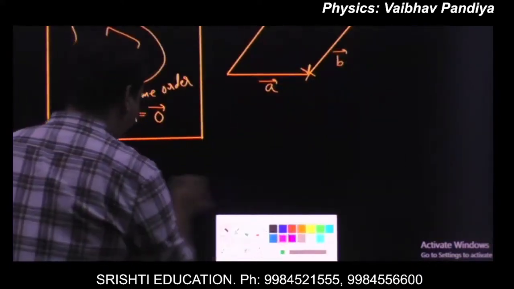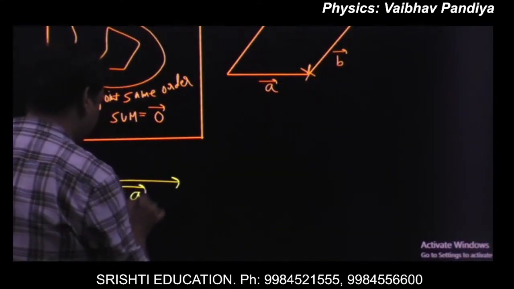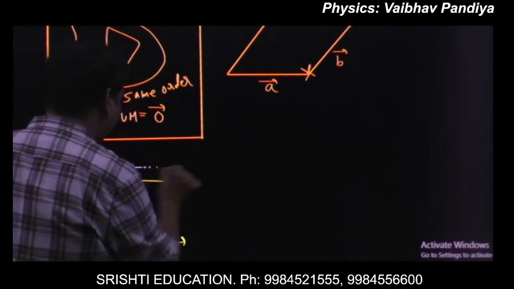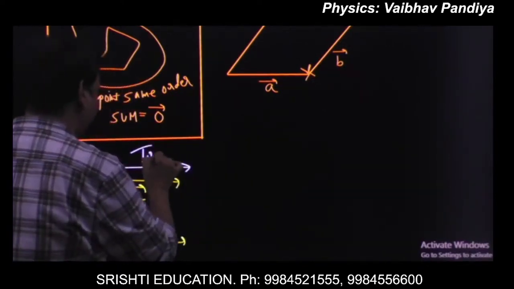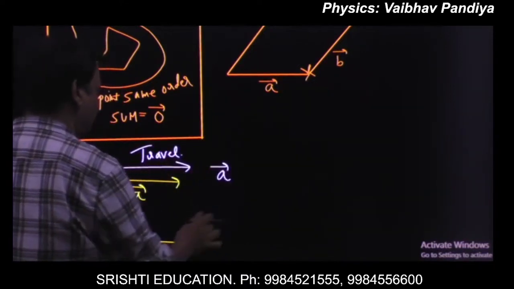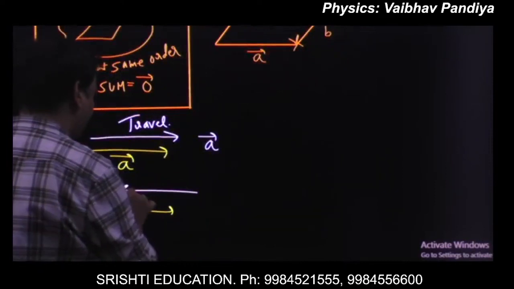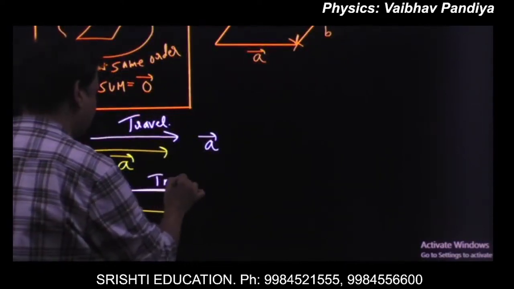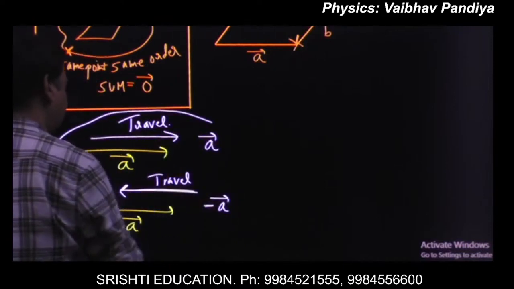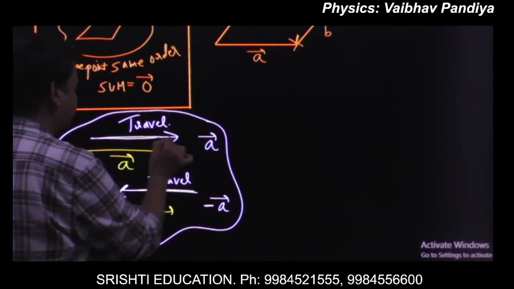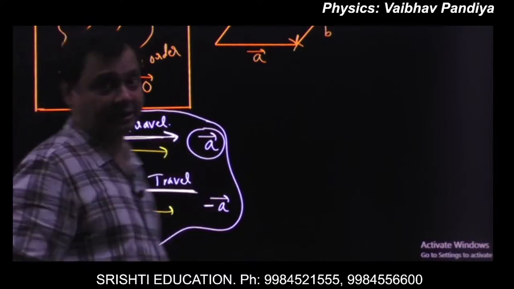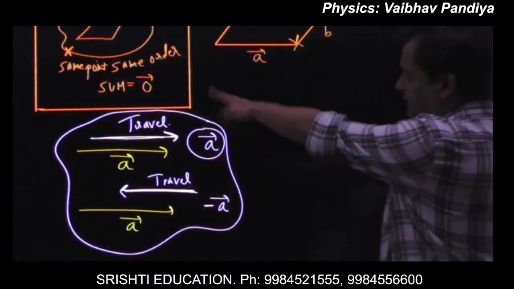Now see one thing, suppose this is vector A. If you travel vector A in the direction of vector A, you will take plus A. If you are traveling opposite to the direction of A, you will take it minus A. In forming the equation, you will follow this rule. If you're traveling some vector in the direction of the vector, take it plus. If you're traveling opposite to the direction of vector, take it minus. Okay, you can write these 2 points.